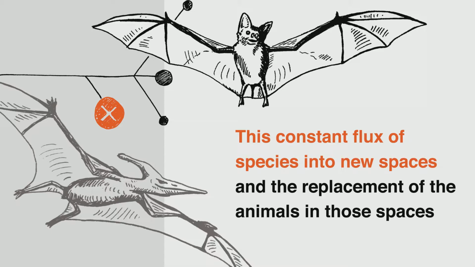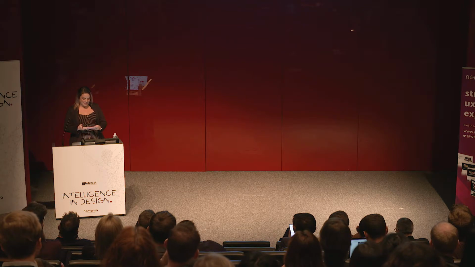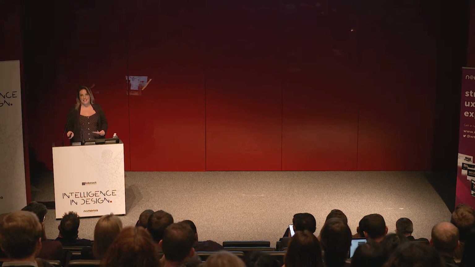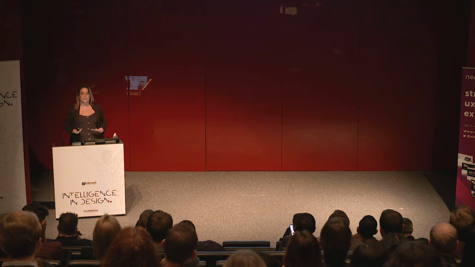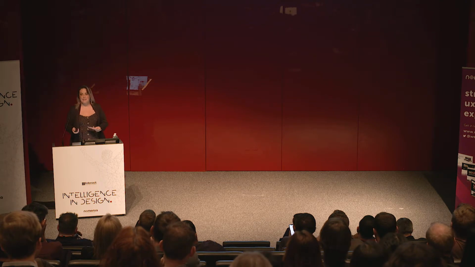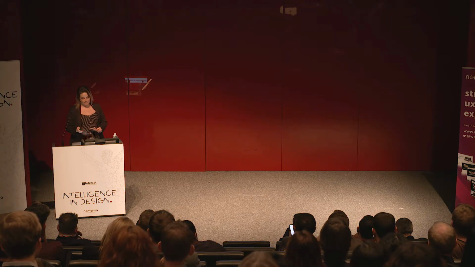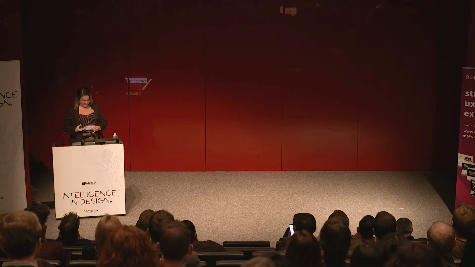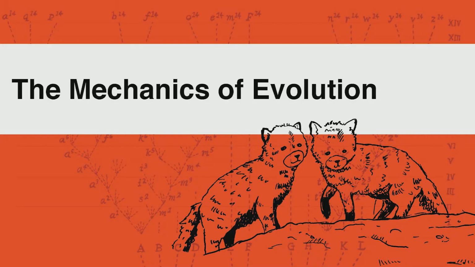The constant flux of species then into new spaces and the replacement of the animals in those spaces with improved variation is kind of what I want to look at a bit more deeply today and see if this analogy can help us to understand the digital landscape better and so improve our odds of success in an app ecosystem. So a bit then on the mechanics of evolution.